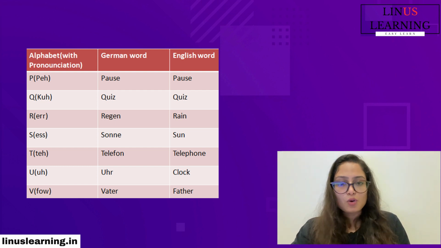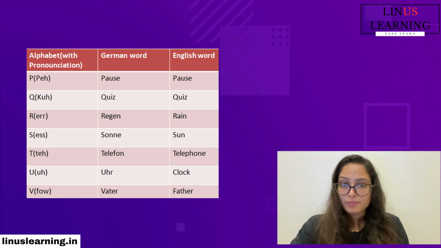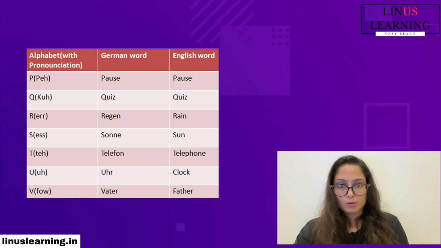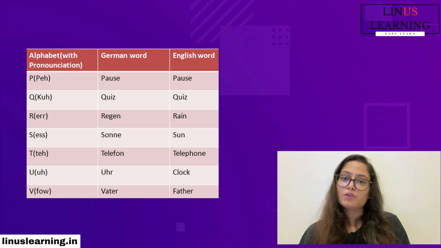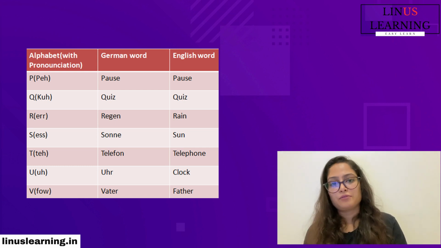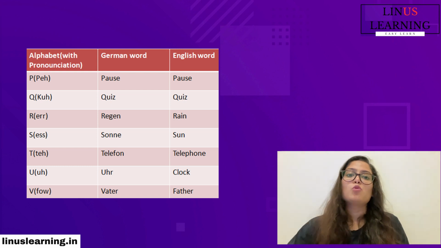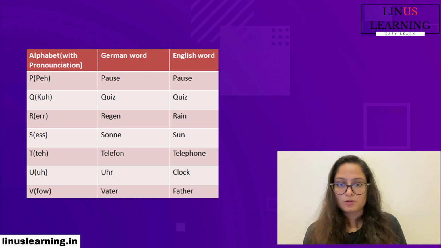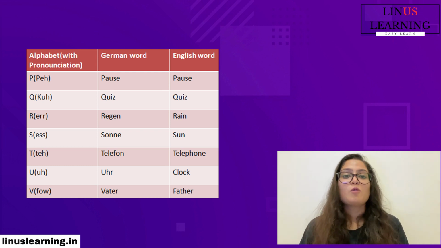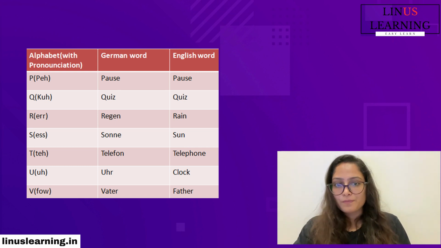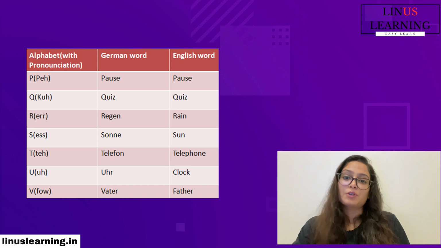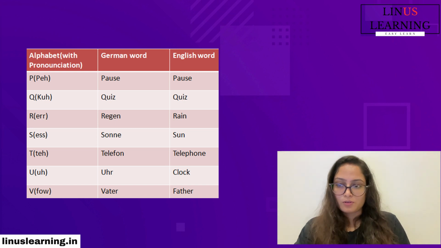So see, in V also, if I ask you the alphabet, then you will say V, okay. But when we use it in a word, then we pronounce it just like F, Vater, okay. We don't say Fauter, we don't say like that, okay. If I just ask you what is the letter of it, what is the Buchstabe, Buchstabe is the letter, right. What is the Buchstabe that it starts with, then you will say V, okay. But if I ask you what's the word, then you will say Vater, okay.